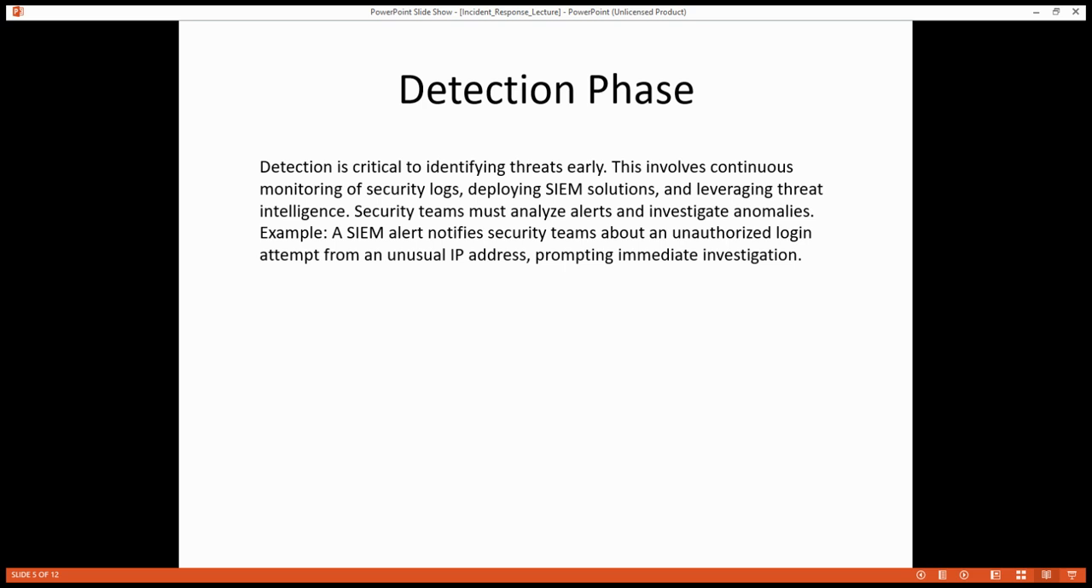Detection phase. Detection is critical to identifying threats early. This involves continuous monitoring of security logs, deploying SIEM solutions, and leveraging threat intelligence. Security teams must analyze alerts and investigate anomalies. Example: a SIEM alert notifies security teams about an unauthorized login attempt from an unusual IP address, prompting immediate investigation.